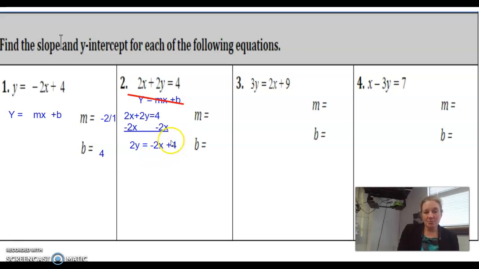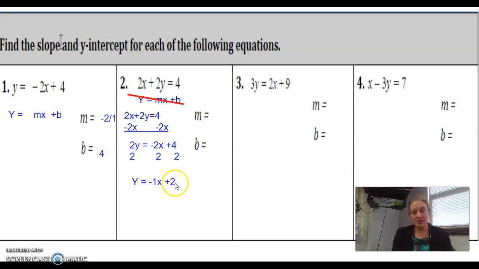I cannot combine these two terms. They are unlike terms. I cannot move them. And I still don't have y by itself. Okay? So I'm going to divide everything by 2. My 2's cancel out. I get y equals -2 divided by 2 is -1, 4 divided by 2 is 2.